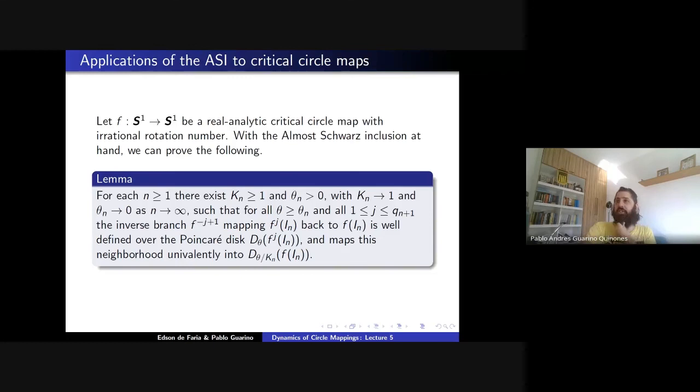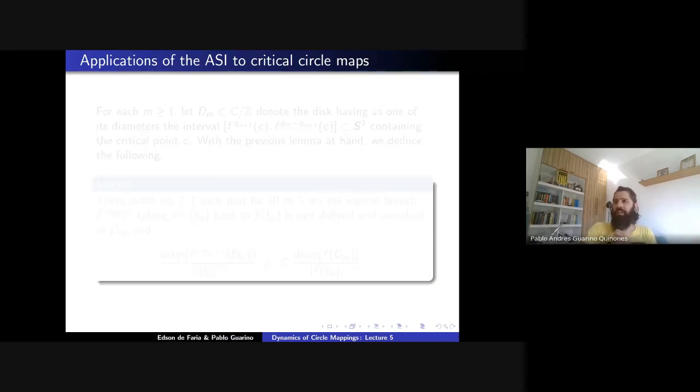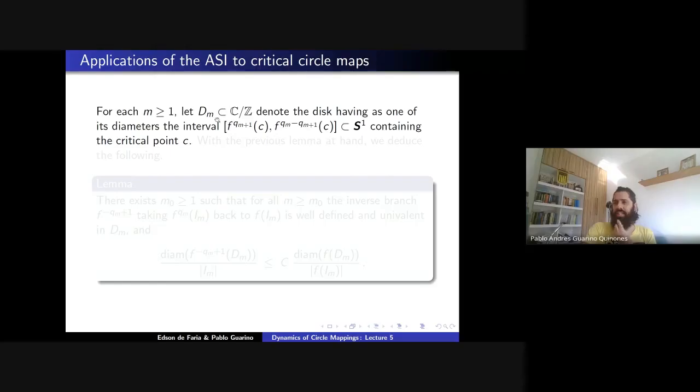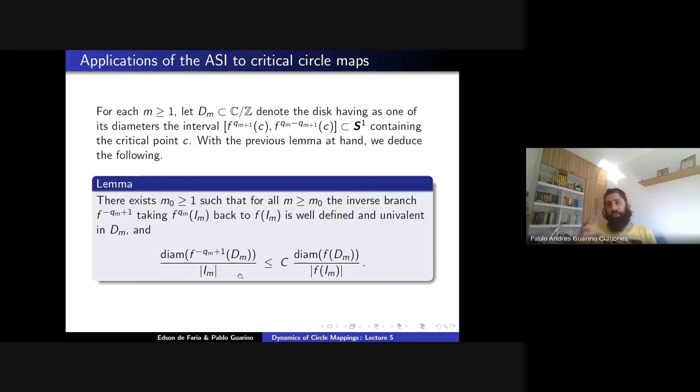So a first consequence of this lemma is the following. As I hope you remember, we defined in the book these domains, D_m. The D_m are just Euclidean disks. They have the critical point more or less in the middle because of the real bounds. The critical point is not too close to either of the two boundaries. And then for points in these domains, we will try to keep track of the return. And the lemma is the following. You are able to control this ratio, which is the diameter of these domains divided by the length of the interval where you are pulling back, okay?